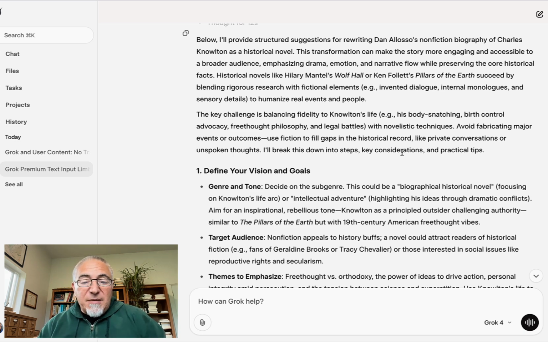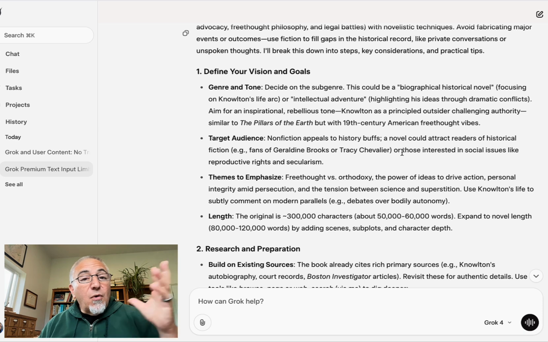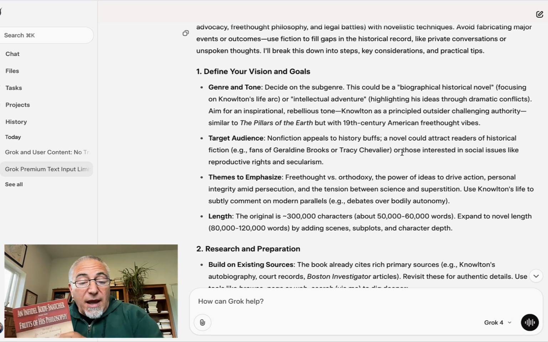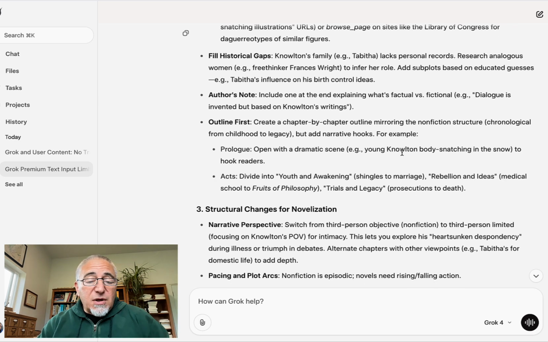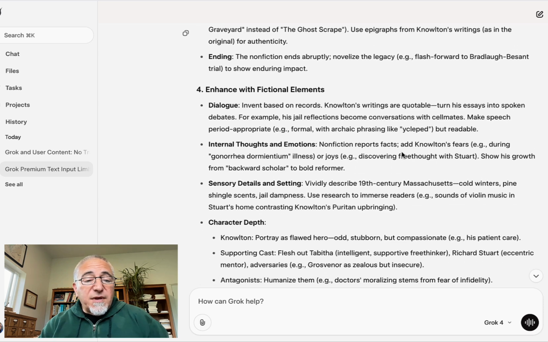It gave a couple of examples, and then it gave me some things to think about as I was going into this process: defining my vision and my goals about genre, tone, audience, themes. It also suggested that a novelization of this should probably be about twice as long as the thing itself. So that was an interesting suggestion. It told me some things that it could do for me by way of research and preparation. It talked a little bit about structural changes, narrative, pacing, plot arcs, that sort of thing.